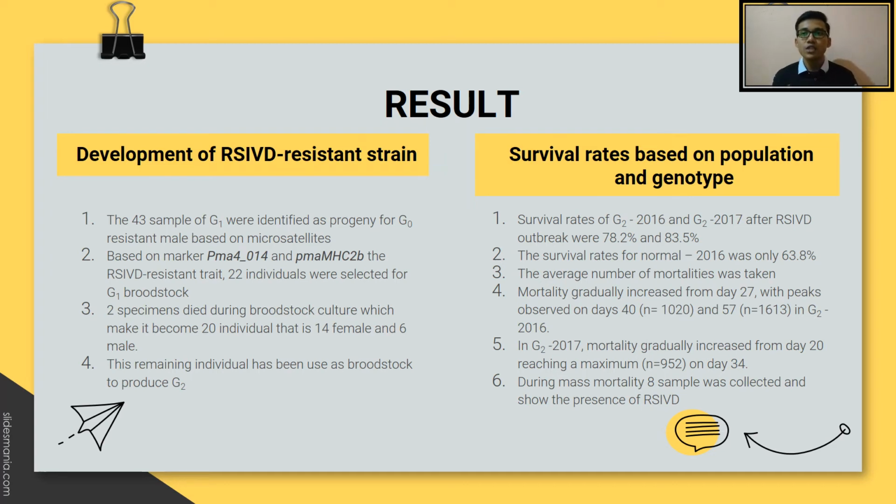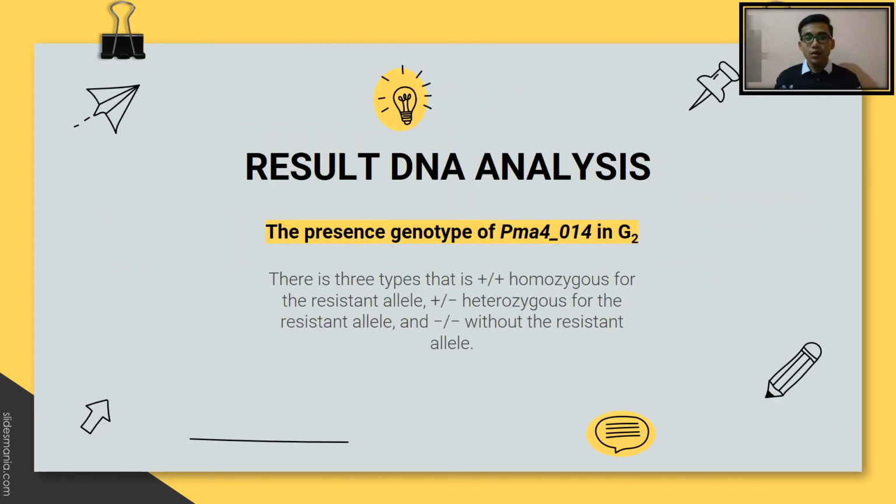Survival rates of G2 2016 and G2 2017 after the RSIVD outbreak were 78.2% and 83.5%. The survival rate for normal Red Sea Bream in 2016 was only 63.8%, which shows that the survival rate of Red Sea Bream that contain resistant traits is higher. During mass mortality, an egg sample was collected and showed the presence of RSIVD. The egg sample was also collected at the end of the experiment for diagnosis of RSIVD, at which time no RSIV was detected by PCR.